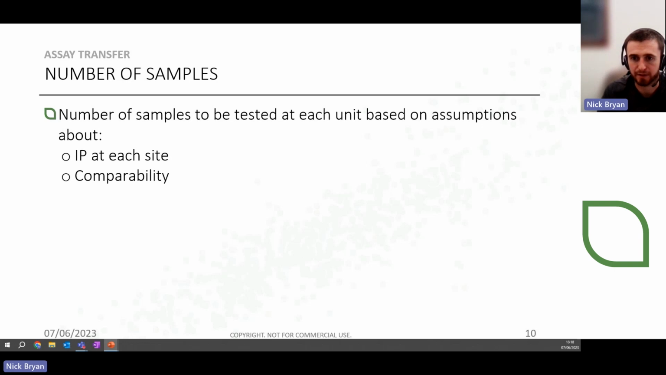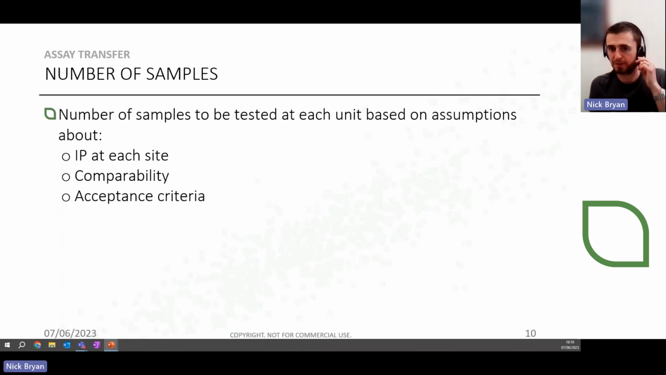Comparability is another thing that we have to consider, which is basically, firstly, how comparable do we think the sites will be, and how are we going to measure our comparability, and what do we mean by comparability in this situation? Is it our relative potency values, for example? Then we also have our acceptance criteria, and this has an impact on the number of samples we will need to use.